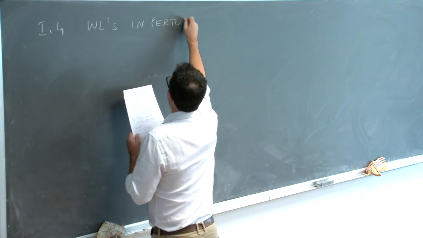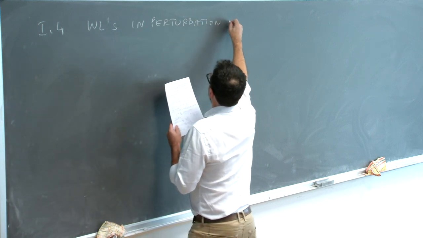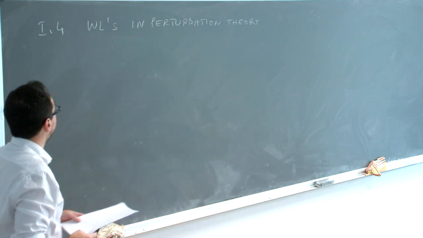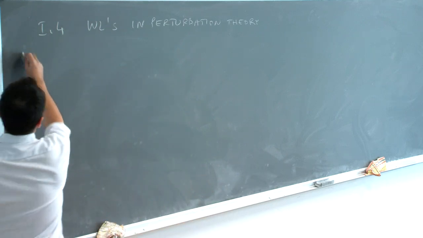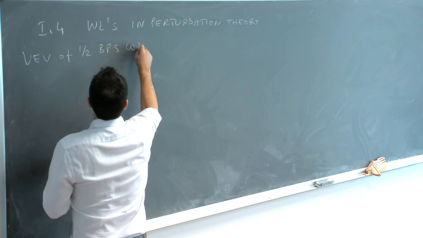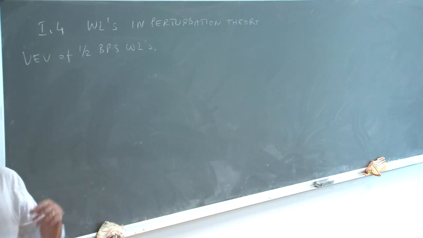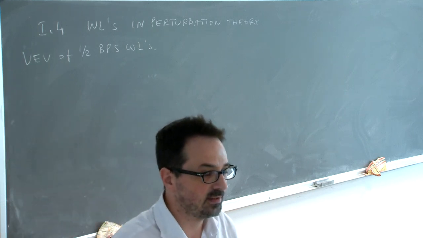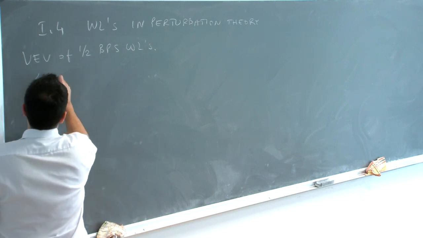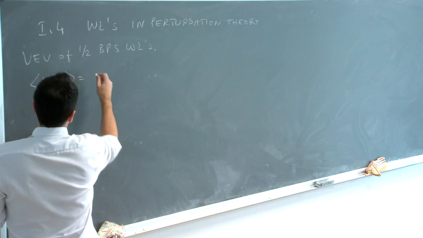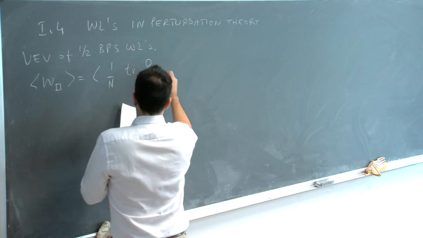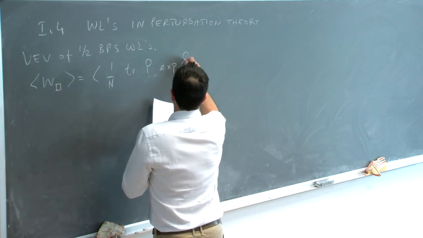So I'm going to start by computing the expectation value of the two 1/2 BPS Wilson loops that I introduced yesterday, which were the infinite straight line and the circle. And so we take the representation to be the fundamental one. So we want to compute this object.